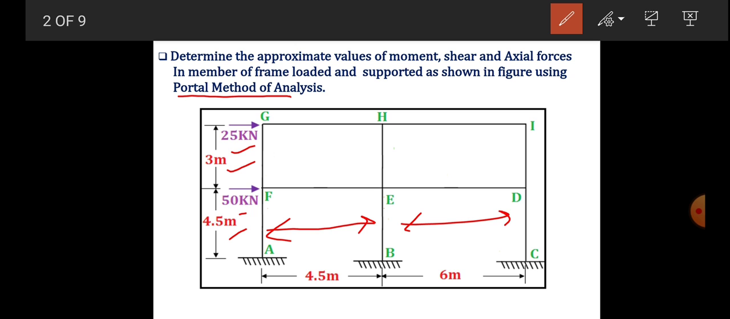Now here we have to find out moment, shear force and axial force. So if we consider any joint between the column and beam, there will be two forces acting. One is shear force and one is axial force along the member. We have to show these two forces, and also draw the bending moment diagram for the beam and also for the column. So this thing we have to do here.